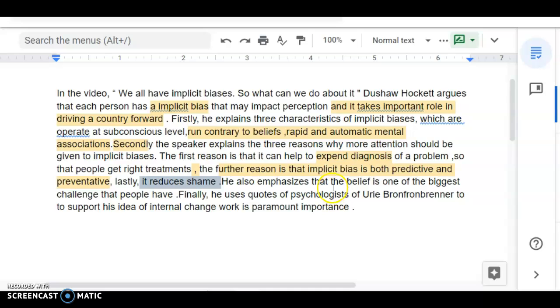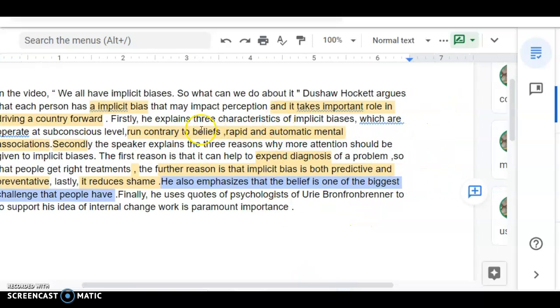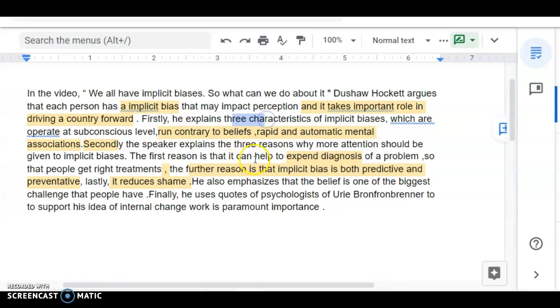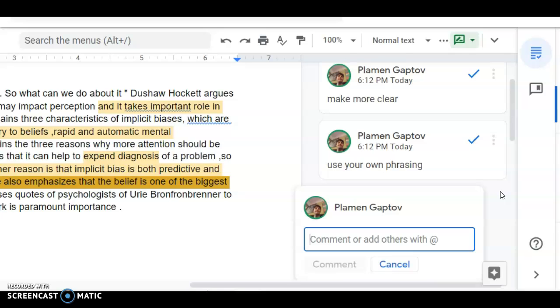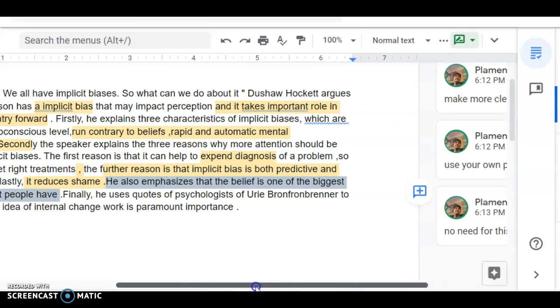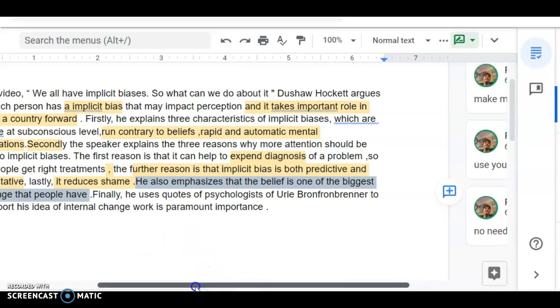He also emphasizes that the belief is one of the biggest challenges that people have. I'm not very sure what this is. He probably mentioned that, but it's a little out of place here in this summary. I hope you see that. If you've discussed the 3 characteristics, then you've discussed the 3 recommendations, then all of a sudden it's not very clear how it connects to the other ideas. He probably did mention that, but it does not really add anything to the summary, so you probably don't need that. At least not here, not after you've mentioned the 3 reasons, 3 characters and then 3 reasons.